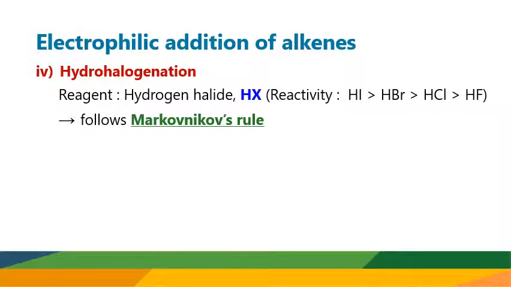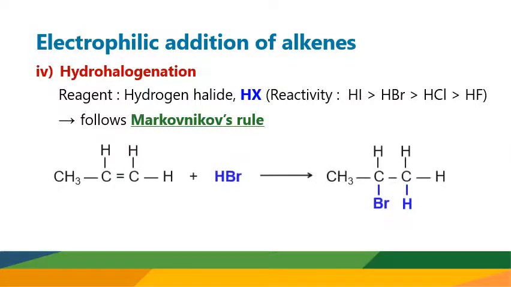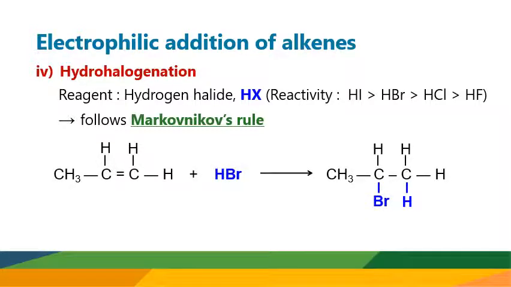The next example is hydrohalogenation. The reagent used in this reaction is the hydrogen halide. To determine the product of this reaction, we follow the Markovnikov rule. For example, when propene reacts with HBr, the hydrogen atom will add to the carbon of the carbon-carbon double bond with a greater number of hydrogen atoms.